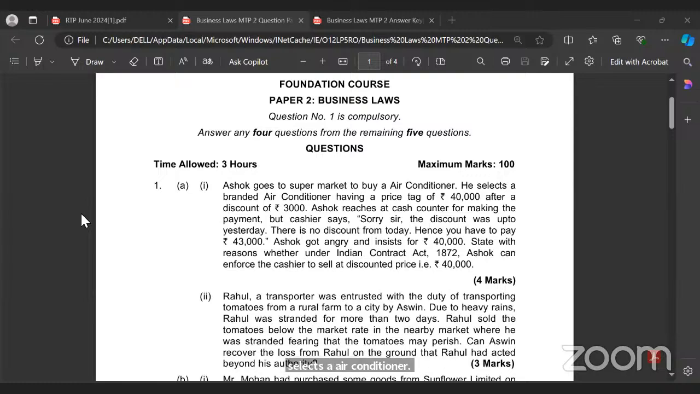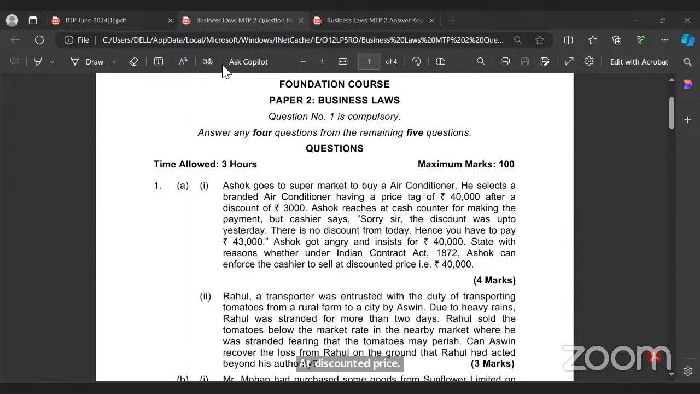tag of rupees 40,000, but the cashier denied selling at the discounted price, saying that the discount is closed from today, and requested full payment, but Ashok insists on purchasing at the discount price. On the basis of the above provisions and facts, the price tag on the air conditioner was not an offer. It is merely an invitation to offer. Hence, it is Ashok who is making the offer, not the supermarket. The cashier has the right to reject Ashok's offer. Therefore, Ashok cannot force the cashier to sell at the discounted price. Very good.